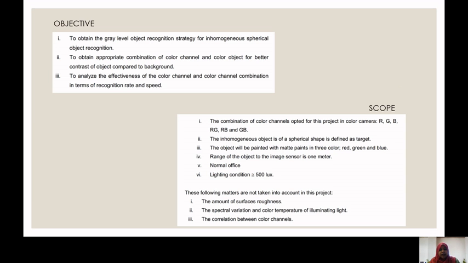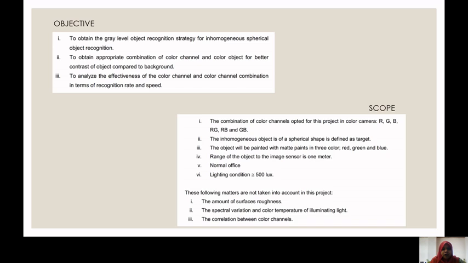Okay, so this is an example of a previous student's objective. You can see that it is to obtain the grey level object recognition strategy for homogeneous spherical object recognition, and you can see that the scope says the homogeneous object is of spherical shape, painted with matte paints in 3 colors, red, green, and blue. Range of object to the image sensor is 1 meter. Normal office lighting, approximately 500 lux.